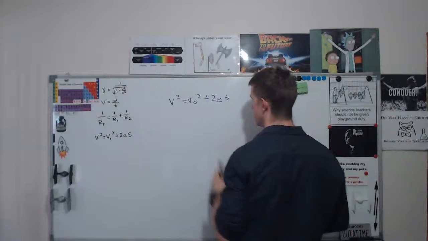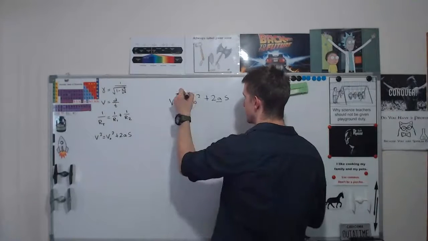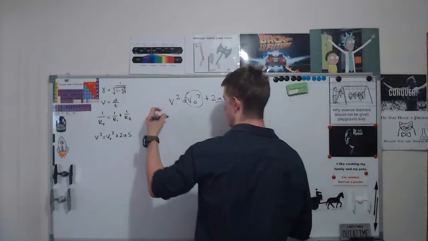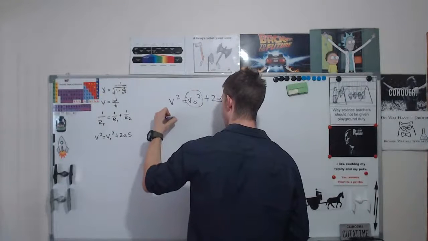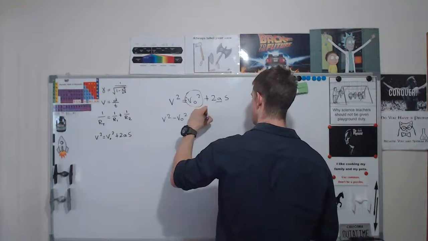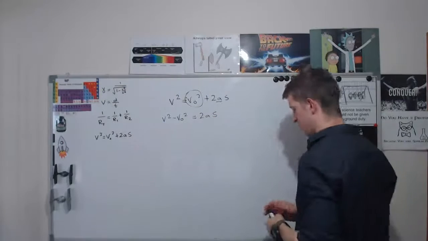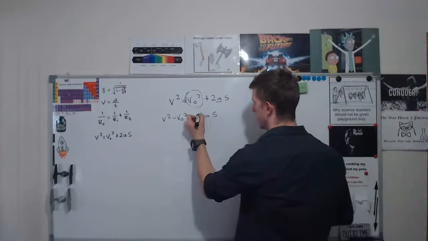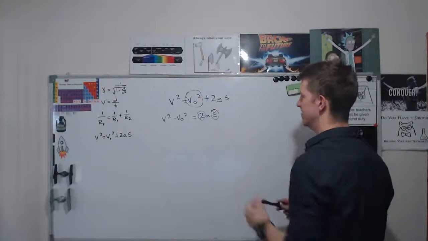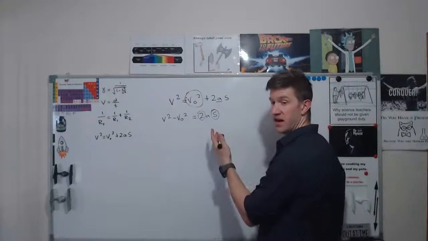So the first thing I'll do is I'll get rid of this, because this is the easiest. V naught squared is a plus v naught squared. So I'm going to have v squared minus v naught squared. What I'm left with is my 2as. And now I'm going to get rid of 2 and I'm going to get rid of s at the same time. If you want to break it into individual steps, that's fine. But I can do it in one step.